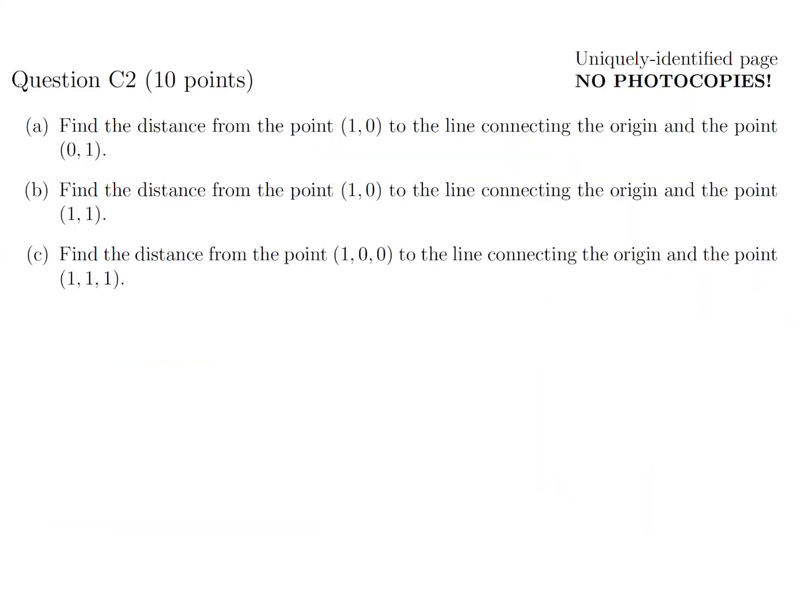Find the distance from point (1, 0) to the line connecting the origin and point (0, 1), sorry. So let's try, we have (1, 0), so this is (1, 0), let's say, and this is the origin, and the point (0, 1). So that line is basically that line right there. And the shortest distance, which I assume they're asking, would be just straight from that point to there, which would be a distance of 1.